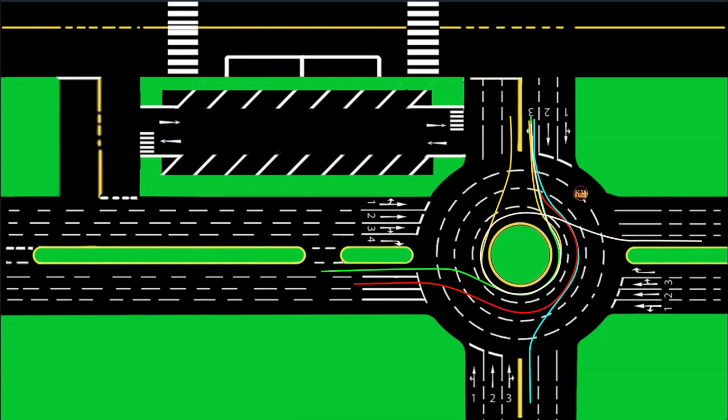Now note that the first 2 options will use the third lane of the roundabout. The last 3 options will use the fourth lane.